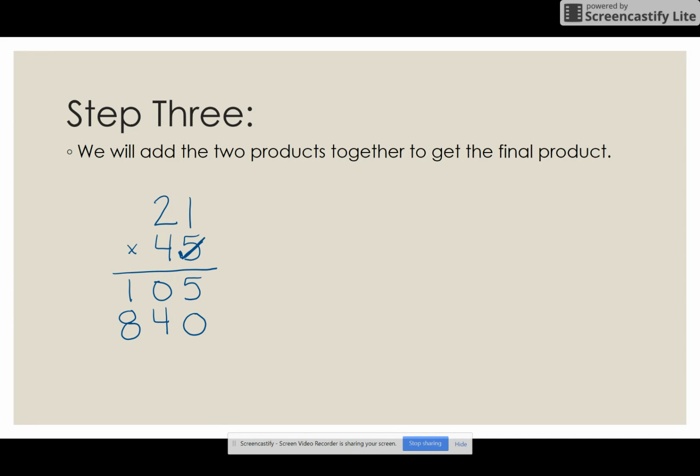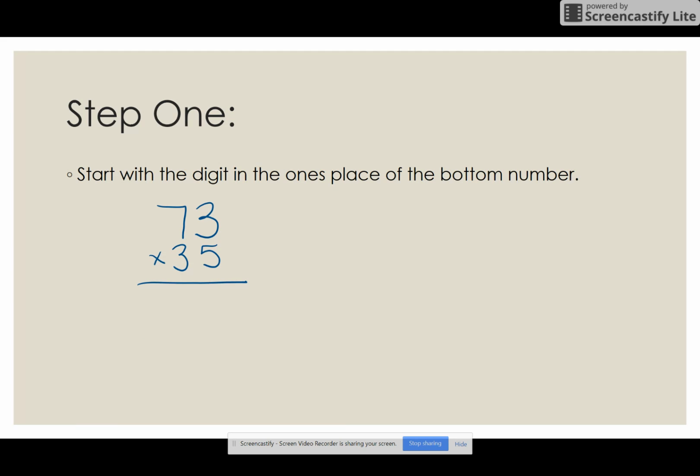Step 3 is that I will add the 2 products together to get my final product. So I have to add these 2 guys together. 5 plus 0 is 5. 0 plus 4 is 4. And 1 plus 8 is 9. So my answer is 945 for this 2-digit by 2-digit multiplication problem.